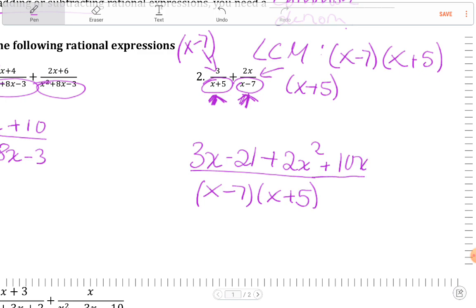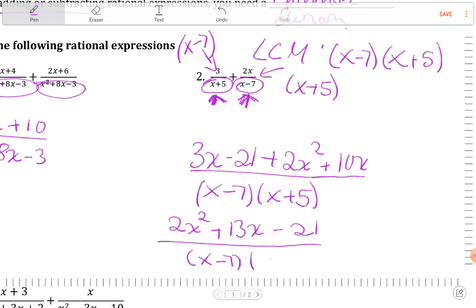I'm going to combine together, which then gives me a 2x squared, and then I'm going to add up to 13x, and I have a negative 21 over x minus 7 and x plus 5. There you go.